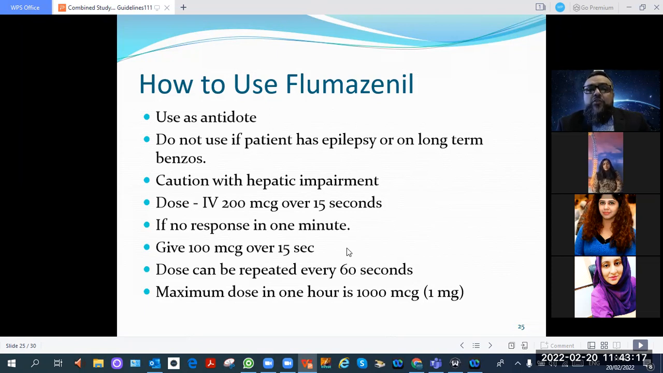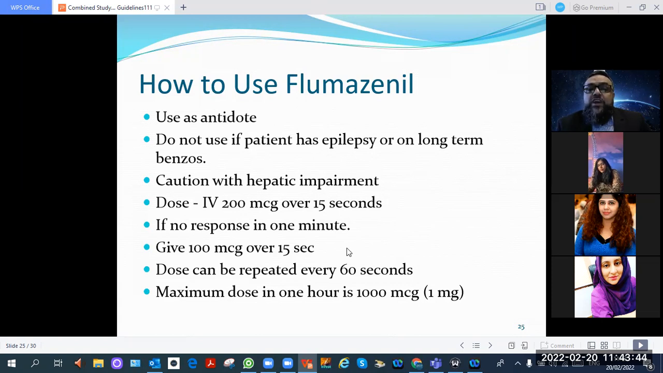So do not use it if the patient has epilepsy or the patient is on long-term benzos, because what you will do with flumazenil is you will induce withdrawals, and with the withdrawals, patients can go into seizures. So take a good history from the nearest relatives before using flumazenil. There is a caution with hepatic impairment as well when using flumazenil.